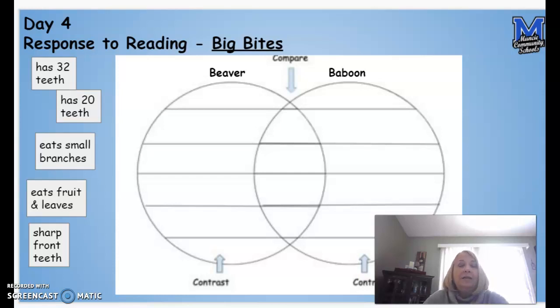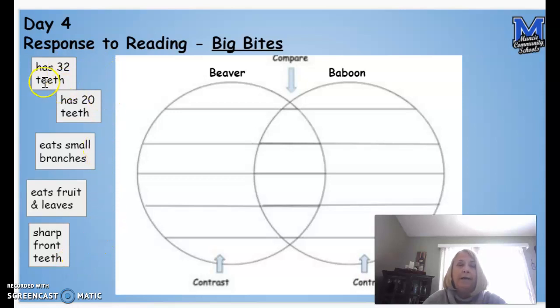Hi students, today we're going to compare and contrast two animals that you read about in the book Big Bites, a beaver and a baboon. We're going to do this in a Venn diagram. We'll look at things that they have in contrast of each other.